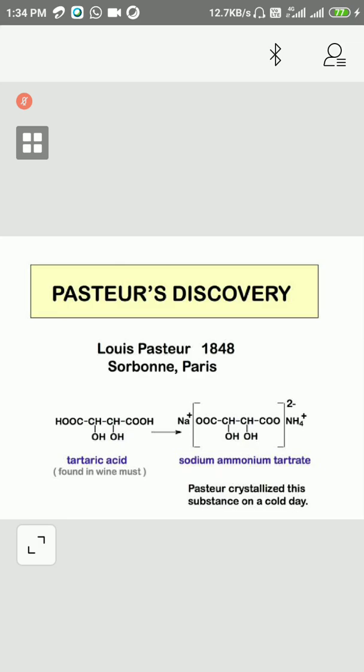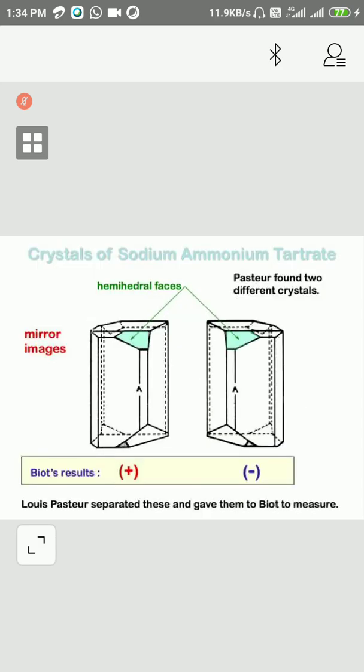How did he discover it? He used to prepare sodium ammonium tartrate from tartaric acid. This was the crystal which became the source of the invention of stereochemistry. These are the two crystals of sodium ammonium tartrate. He found these two crystals are mirror images of each other. They have a similar structure, but they are mirror images of each other.